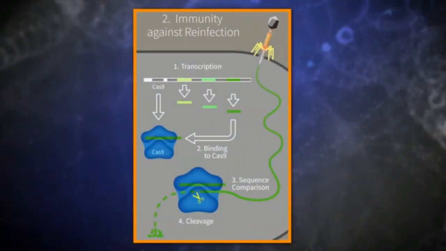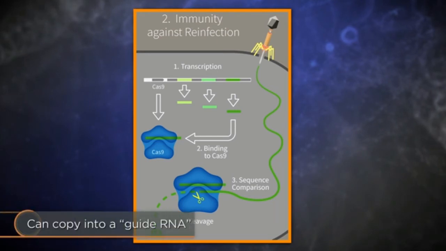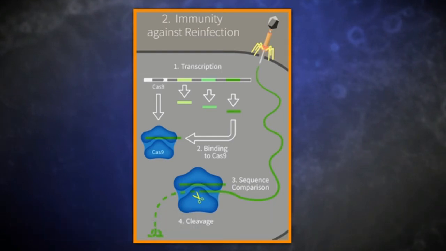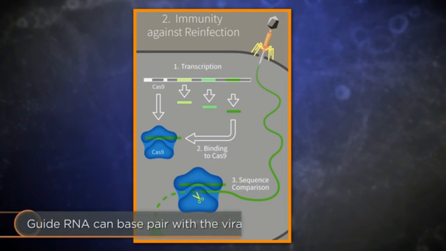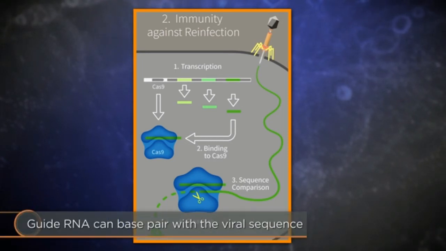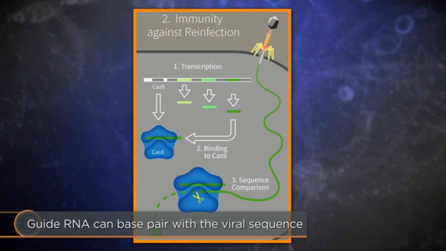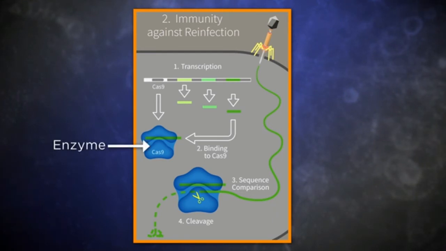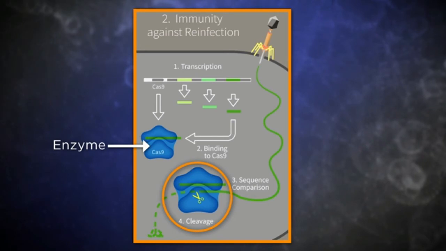How? If the bacteria have stored sequences that came from a virus, the bacteria can copy the virus sequence into an RNA called a guide RNA. Because the sequence of the guide RNA matches part of the sequence of the attacking virus, the guide RNA can base pair with the viral sequence. And that's what it does. It hones in on the matching sequence on the virus. But attached to the guide RNA is an enzyme called Cas that can then cleave the virus genome.